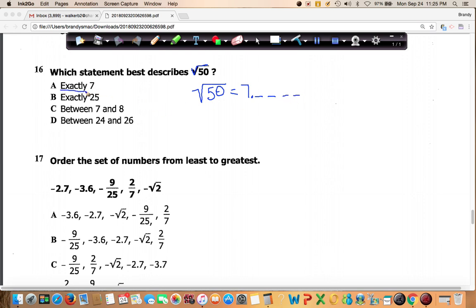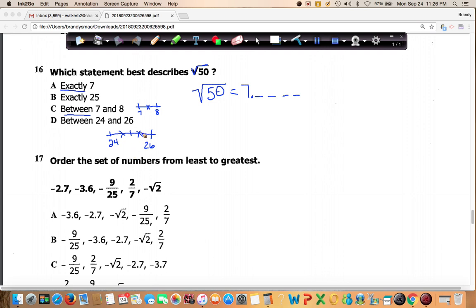Then you need to look at the words exactly and the words between. Is it exactly 7? Don't round, don't approximate. They mean, does it equal 7, period. Is it exactly 25? Is it between 7 and 8? So when they mean between, again, you have your number line, you have 7, you have 8. Is it somewhere in between? Doesn't have to be exactly in the middle. Could be closer to 7, could be closer to 8, but is it in between the two? Or you have 24, you have 25 here, and then you have 26 down here. Is it in between 24 and 26, somewhere in this area?